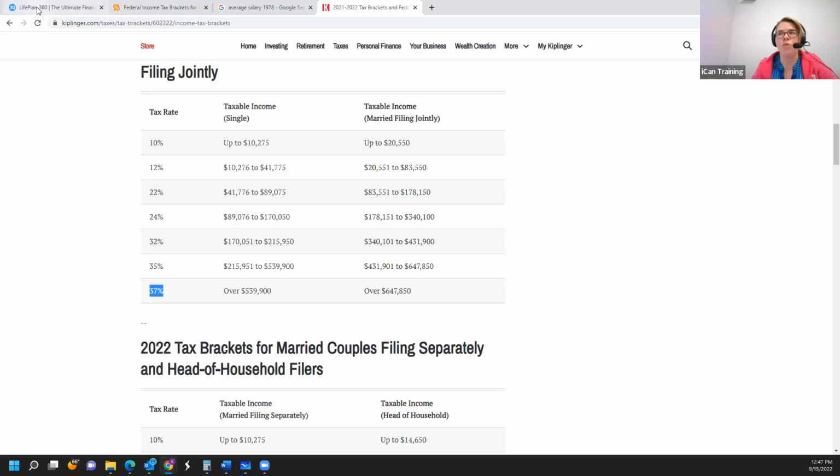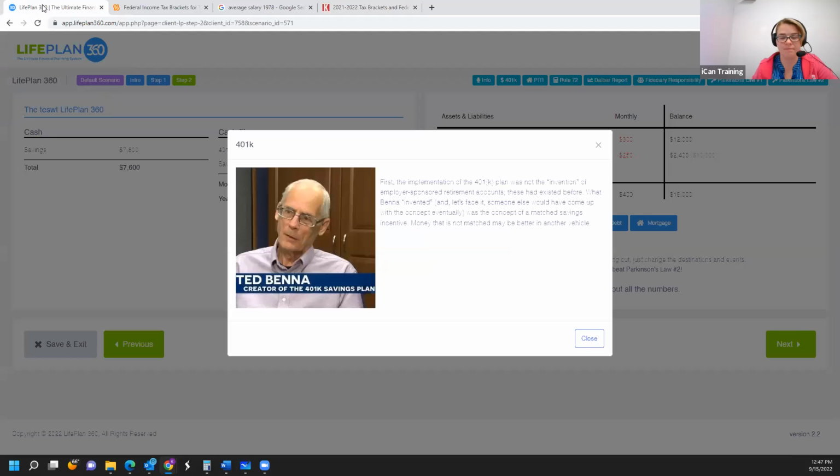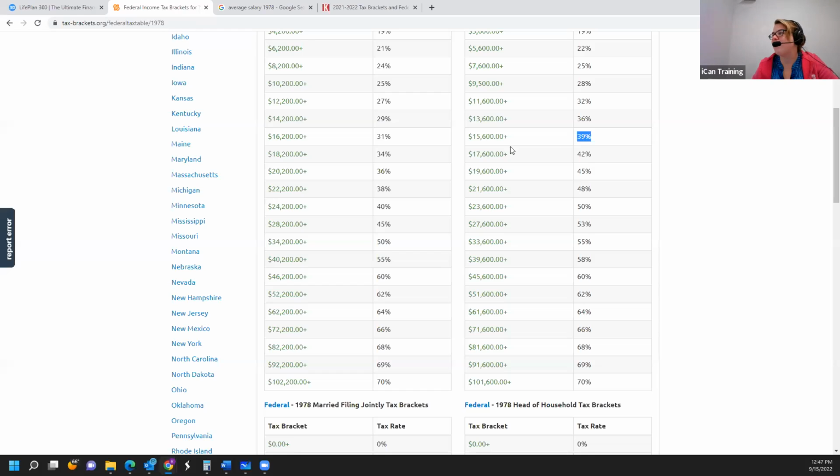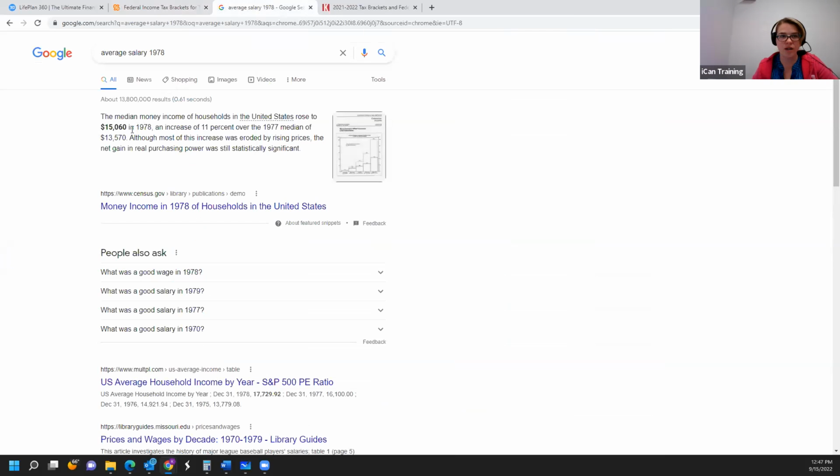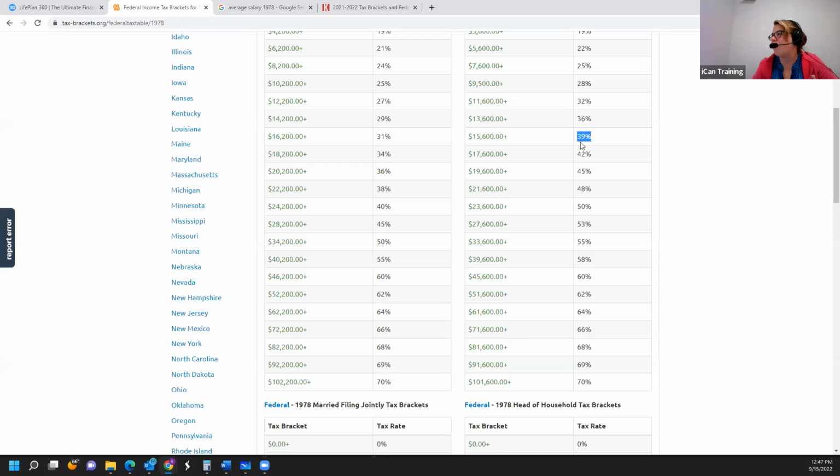So what was the 401k created to do? Anybody? I guess to make the wealthy rich. The 401k was created as a tax shelter for everybody. Because the average family, remember, is making $15,000, which puts them in a 39% tax bracket. So if they can drop their tax bracket to even 36%, it's not that much money.